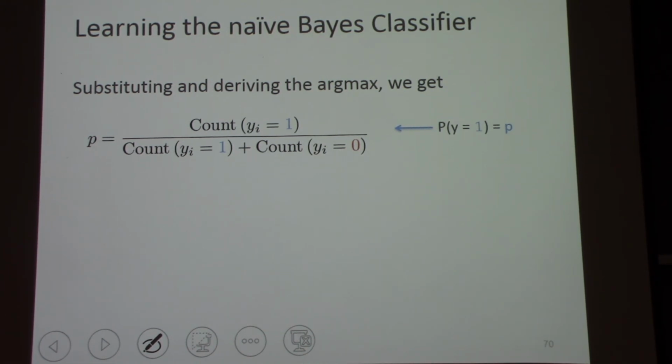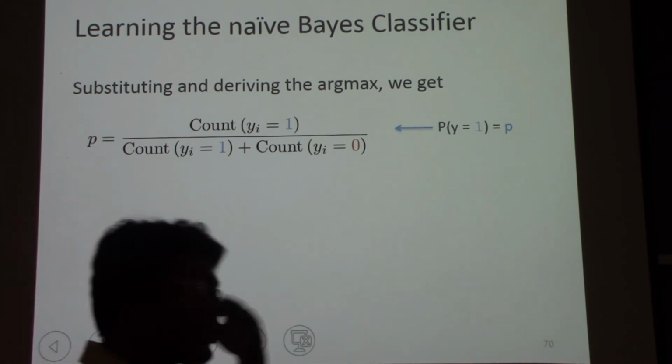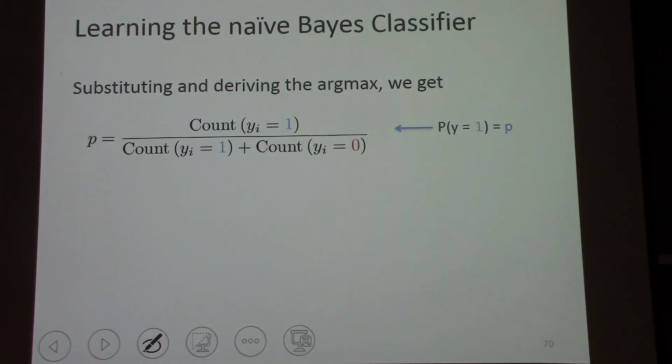P is the prior. Remember, P is the prior. It's simply saying what's the probability that the label y is 1. If you do this whole complicated procedure for the binomial distribution, take the derivative of the maximum likelihood function, set it to 0, you'll basically get the following solution.